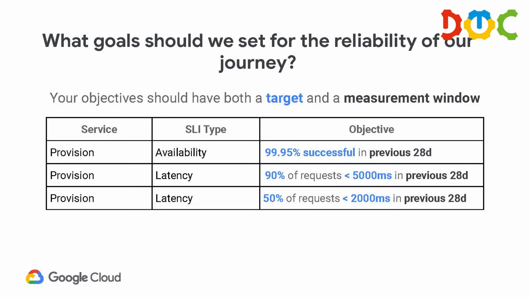The other thing that we might want to look at specifically with latency is if 90% of all requests are served within 5 seconds, maybe we say that's kind of an upper bound. Maybe we expect it to be faster most of the time. So let's say 50% or more, or the 50th percentile, are served or returned within 2 seconds. The other thing that's really important here is that we're looking at a rolling window. We're looking back 28 days.